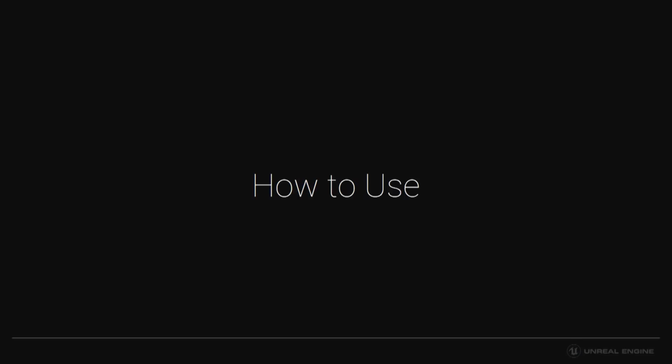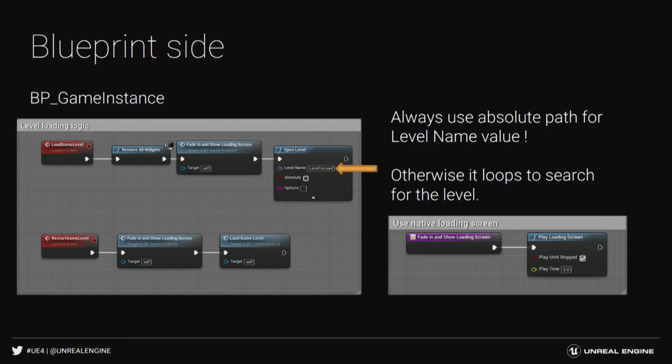So now, how to use it? It's pretty simple. In the case of ActionRPG, for example, in the game instance blueprint, you all know the open level function, right? Before that, from now on, you would only have this fade in and show loading screen function call, which is actually only one call to a blueprint callable C++ function called play loading screen, which is the one we're going to make. So it's very easy. It's just one call to make before your open level, so nobody can miss that, right?